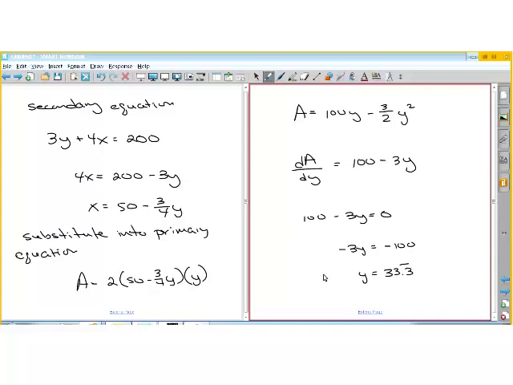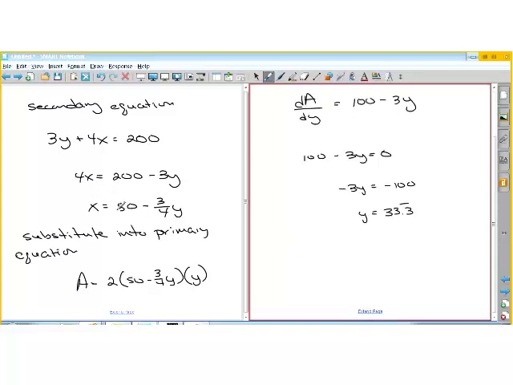Then you go back to the secondary equation, solve for x. And I just realized we forgot to put in what our limitations were. And this 33 is 100 divided by 3. I did that so I could cancel those out. And you get x is equal to 50 minus 25, which is 25.